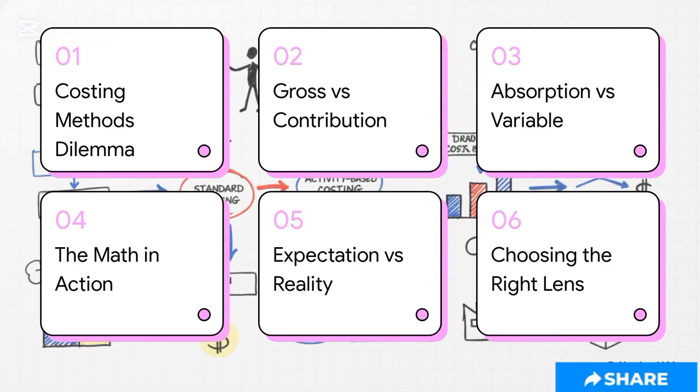So here is our roadmap for today. First up, the costing methods dilemma. Then, we'll compare gross versus contribution margins. Third, absorption versus variable costing. Fourth, we'll see the math in action. Fifth, variances. Basically, what happens when expectation meets reality. And finally, we'll wrap up with how to choose the right lens.